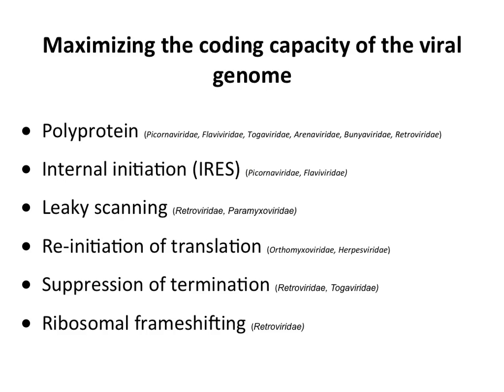So these are 6 different ways that you can access information in a viral RNA. We're going to just talk about a few of these today. We've talked about internal initiation. We're going to talk about polyproteins and leaky scanning. And then we'll look at suppression and ribosomal frame shifting. And these are all mechanisms found in a variety of virus families.